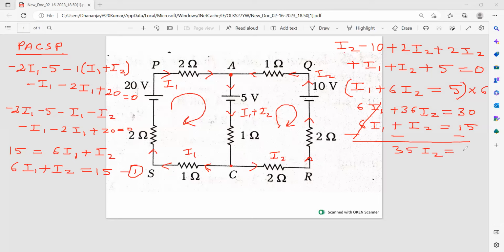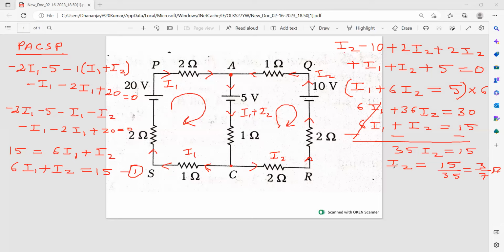And this is 30 minus 15, this is 15. So you will get I2 is equal to 15 by 35, and that will be equal to 3 by 7 ampere. So we got the value of I2. They are asking the current in 20 volt. Better we could have eliminated I2 here and found I1 because they are asking I1 basically.